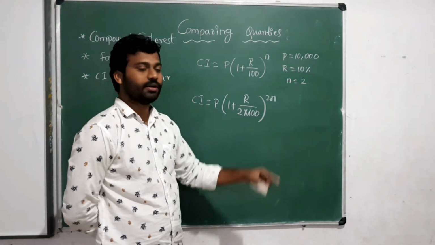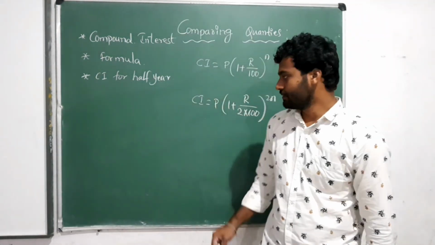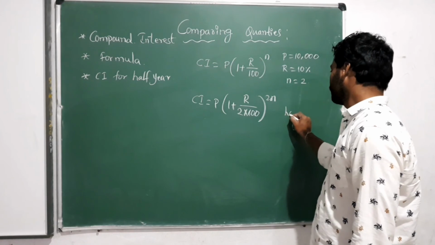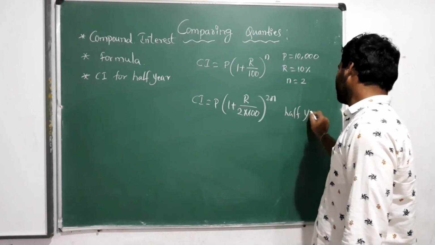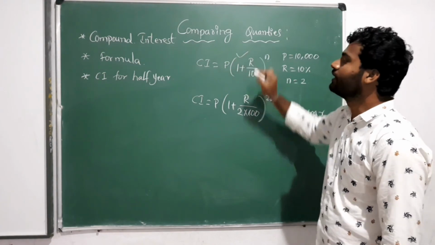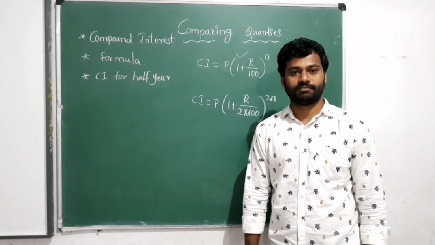The same formula you can use and we can find the compound interest for every half year. Okay, this is for half year. This is for year. Understood? Very easy formula. Clear?